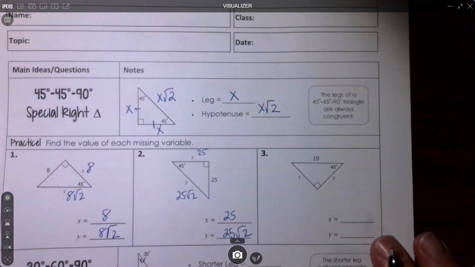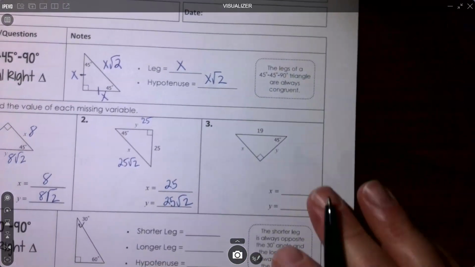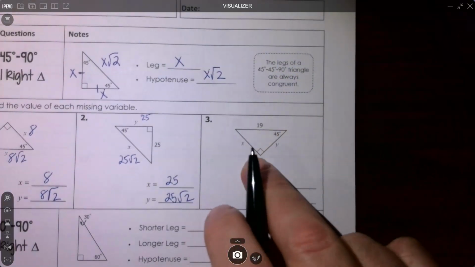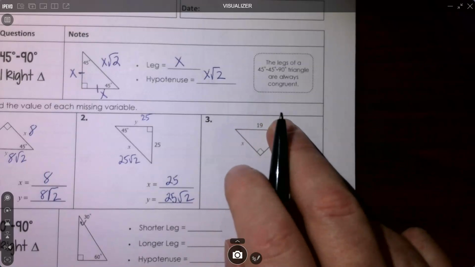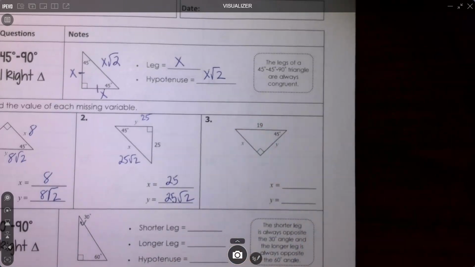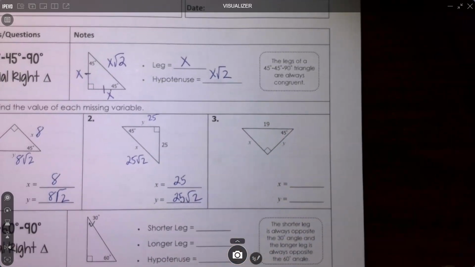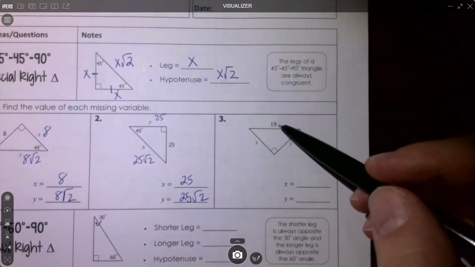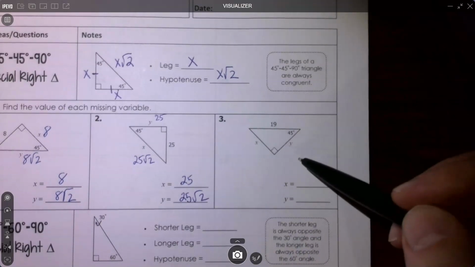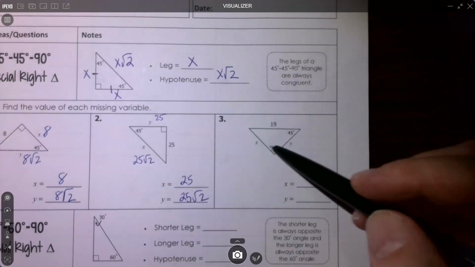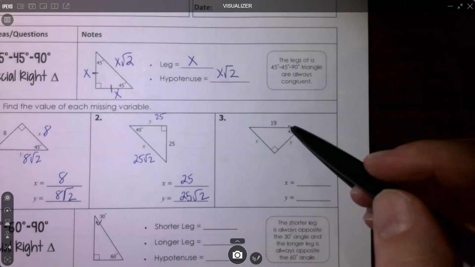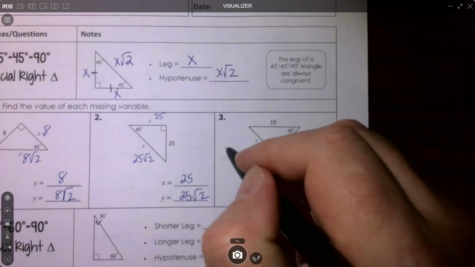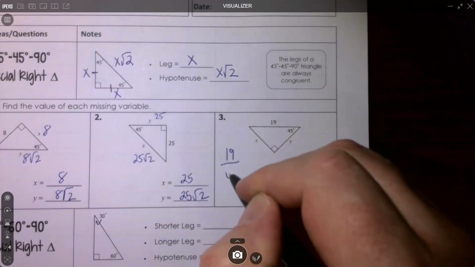When you get to the last one, this one's a little bit trickier because they did not give you that third side as having a square root on it, and what do you do? The way that I would do this is I would say, well, this is a square root of 2 bigger than the other two. So if I want to figure out the other two sides, I'm going to take the square root of 2 out of 19. So I'm going to take 19 and divide it by the square root of 2.